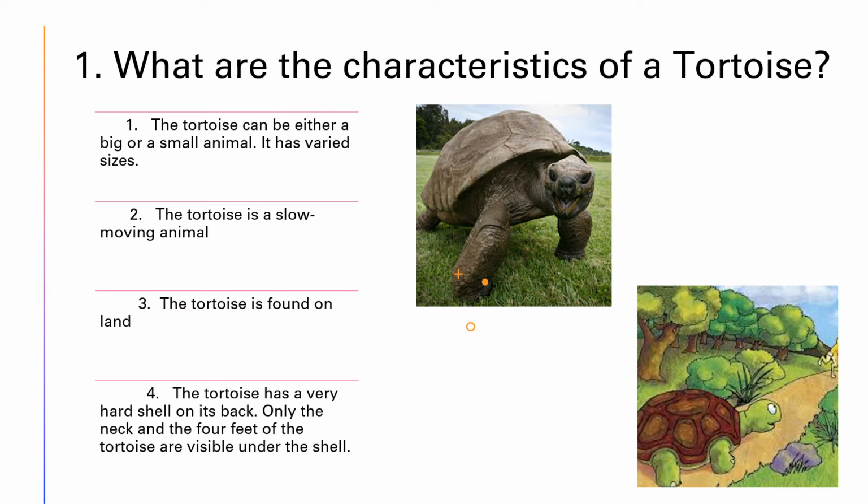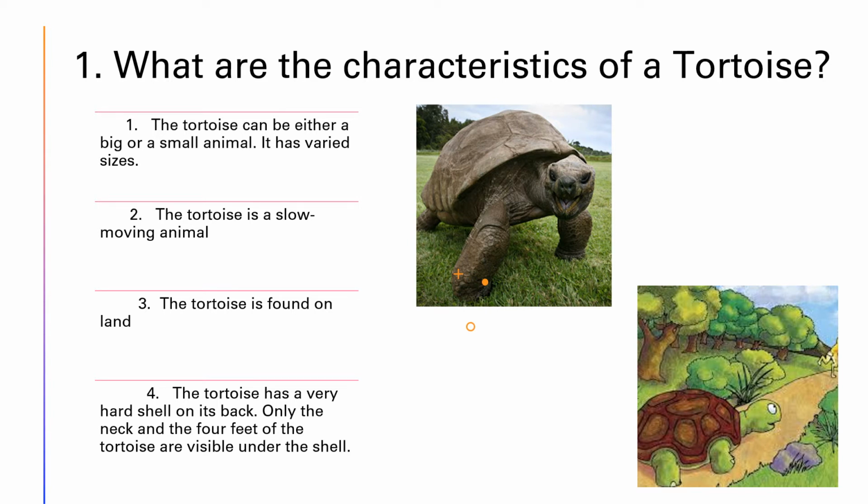We start with the first, which is the characteristics of the tortoise. The first one is that the tortoise can either be a big or a small animal. It has varied sizes. As you can see from both the images that I have put over here, the first one, which is a photograph, is quite big compared to the one which is a drawing, which is a small one. The tortoise is a slow moving animal.